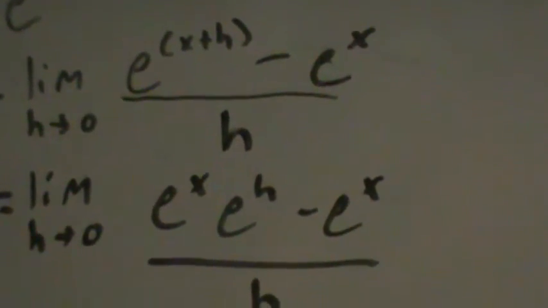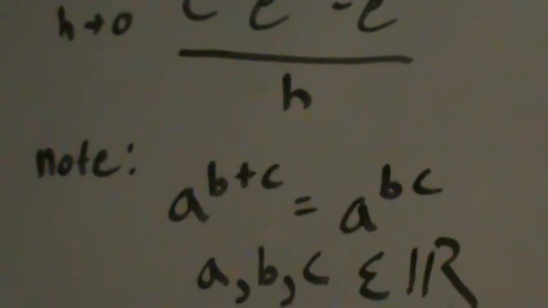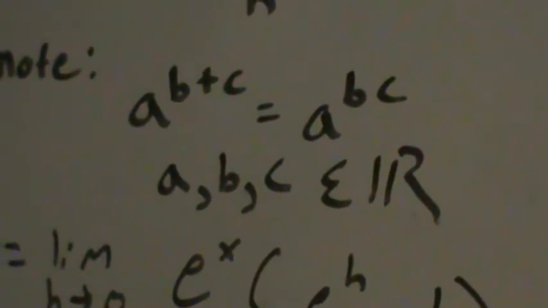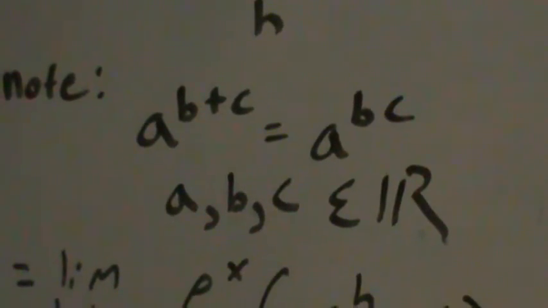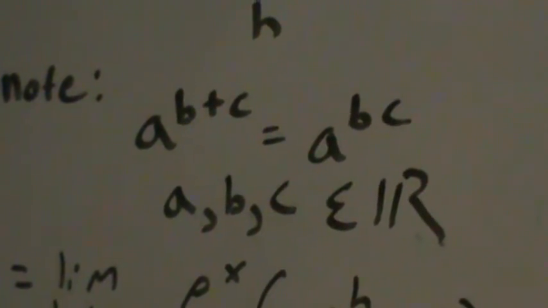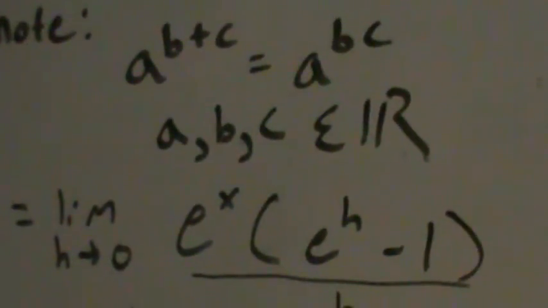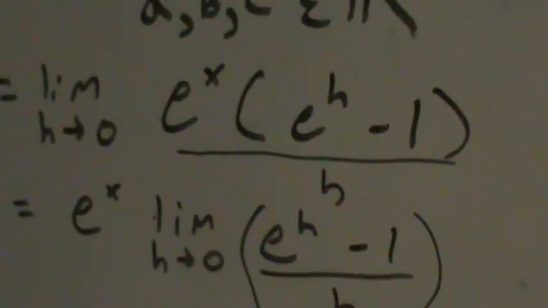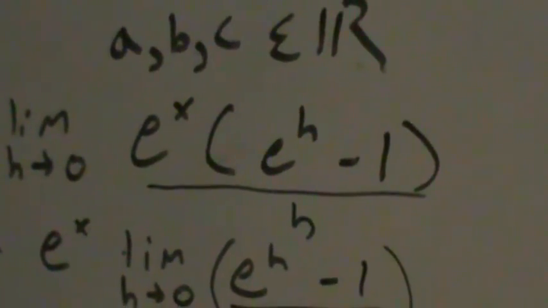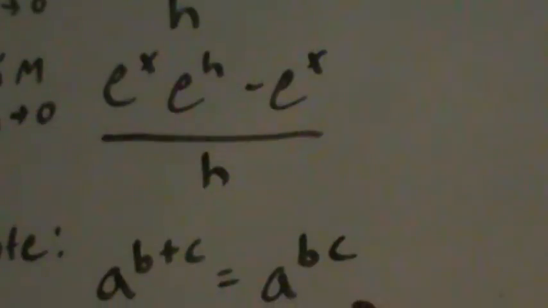From there, because that's e to the x plus h, you can simplify this into e to the x times e to the h minus e to the x divided by h. Note that if things have like bases, and their exponents are being summed together, then that's equal to the product of the bases raised to each exponent. Note that we're in the real numbers, because with complex numbers, things happen a tad bit differently. From there, you can factor out an e to the x, because both terms in the numerator have the term e to the x.